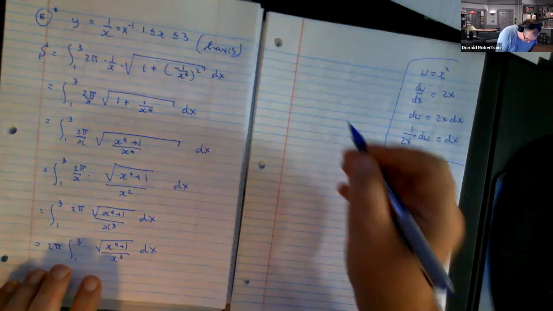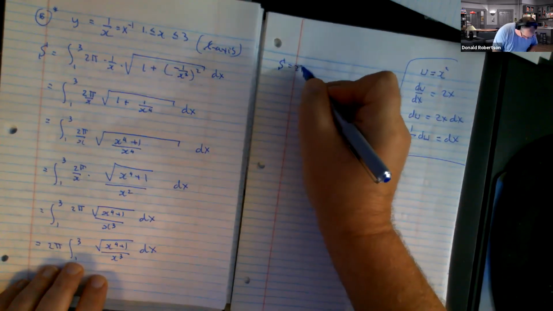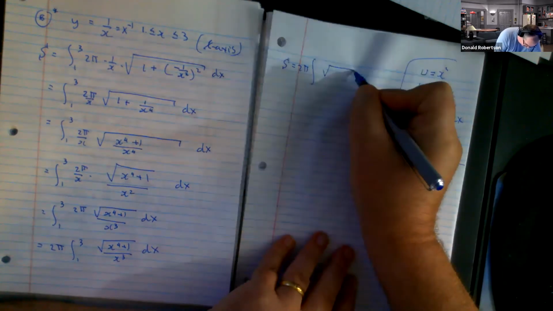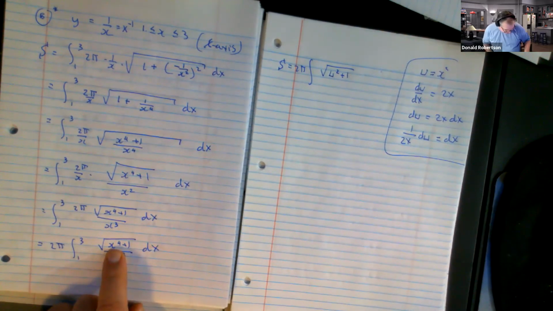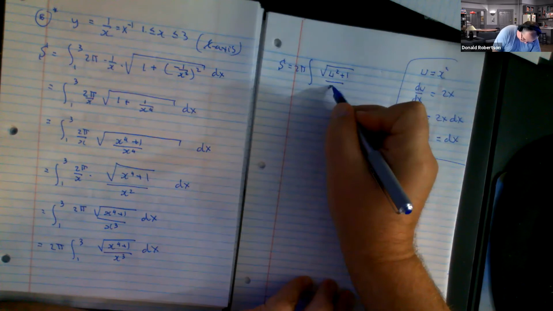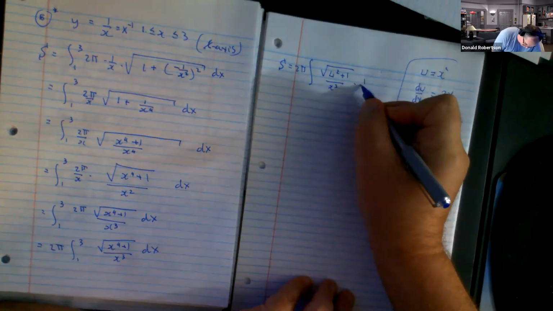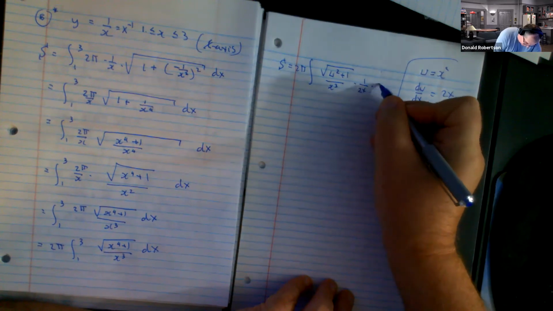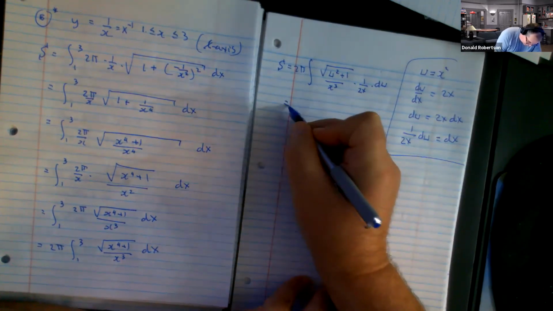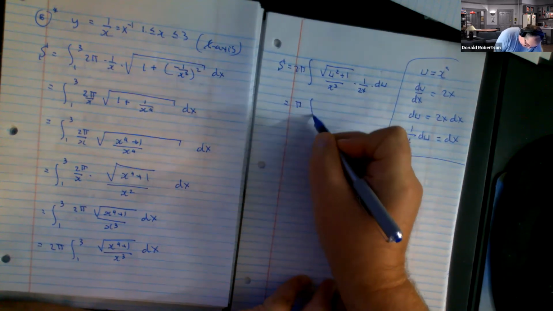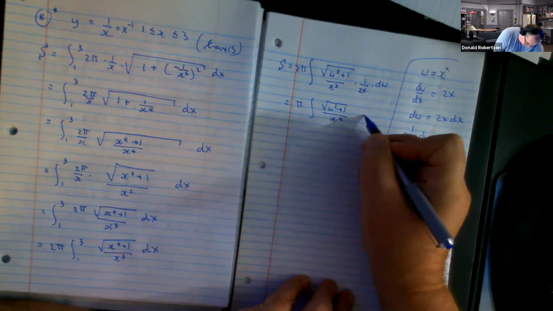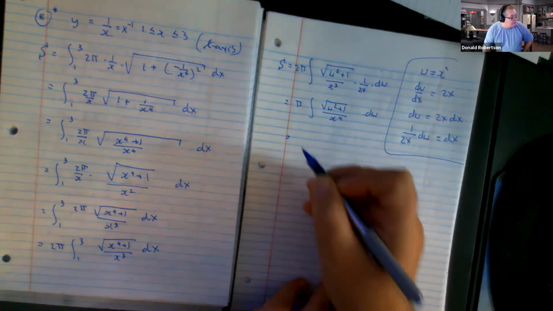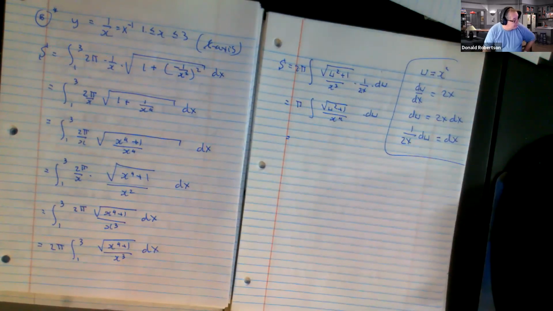So what do we have? 2 pi, an integral of the square root of u squared plus 1, because won't x to the 4 just be x squared squared? Now we have on the bottom an x cubed, and then we're going to have a 1 over 2x du. And that 2 is going to cancel that, so you've got a pi. And right now I'm looking at u squared plus 1 over x to the 4 du. So far, so good. Agreed?